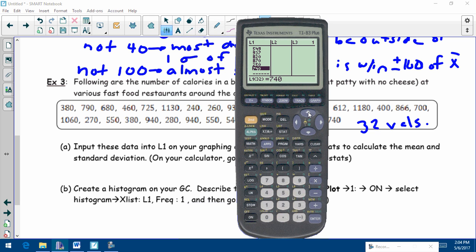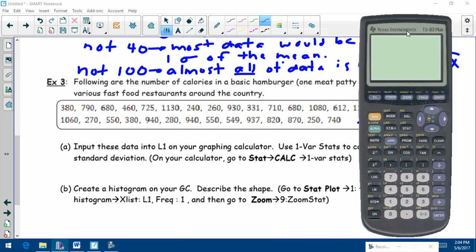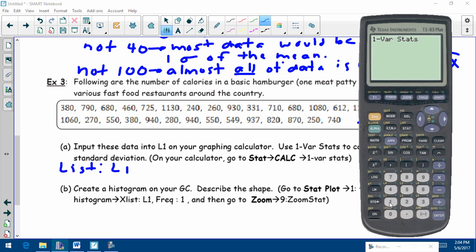If you're ready to keep going, here's the next steps. So we've got all of our data stored in there now. So now I can go second mode to get out of that. And now it said go to stat calc one variable stats. So stat calc one variable stats. Now those of you with new calculators will see a whole screen come up. It should say list, and you should see L1. If it doesn't, put L1 in there by going to second one for L1.